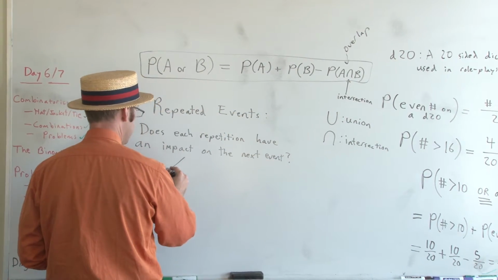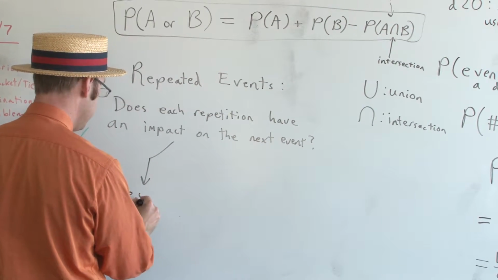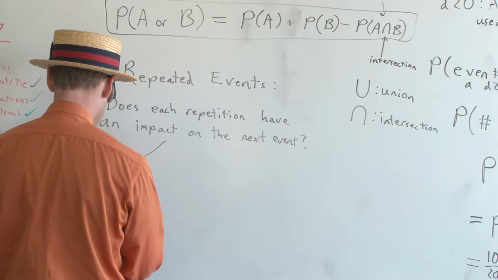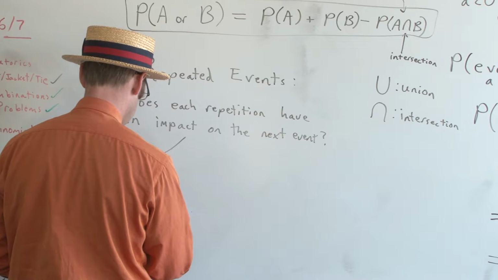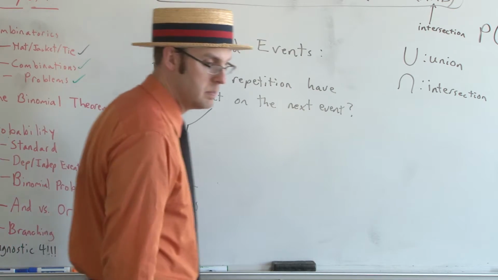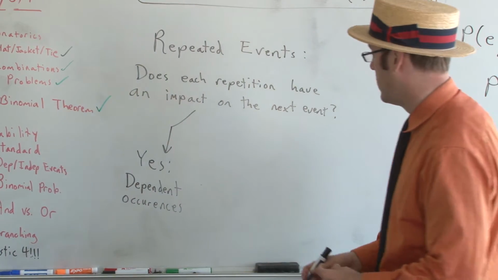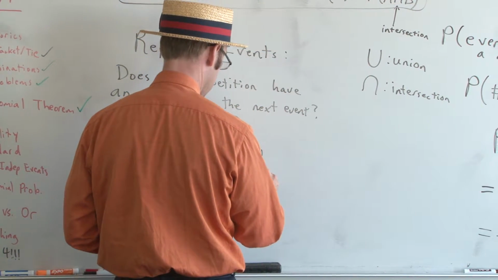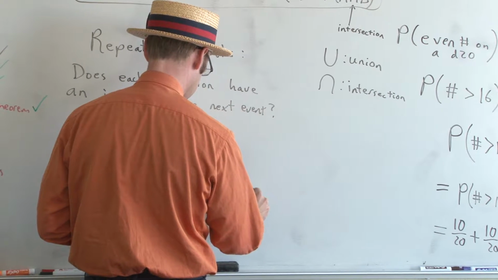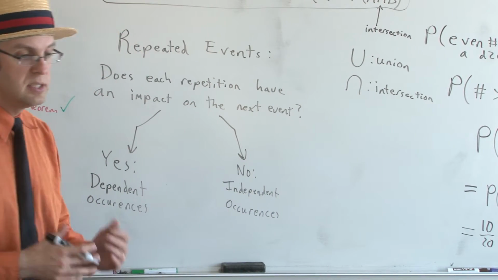So if the answer to that question is yes, each repetition has an effect on the next event, then we say those are dependent occurrences. If not, then they're independent. We deal with them separately.